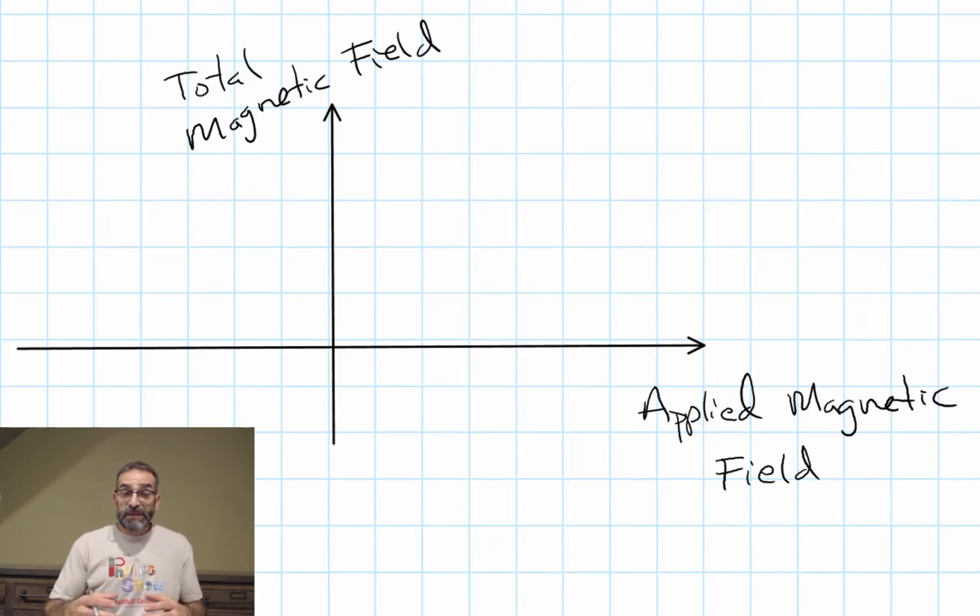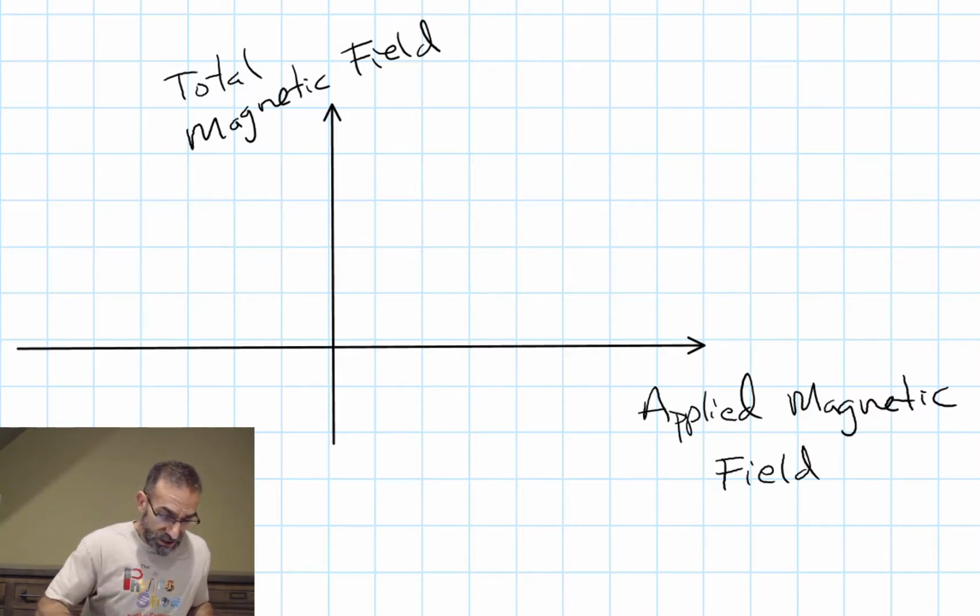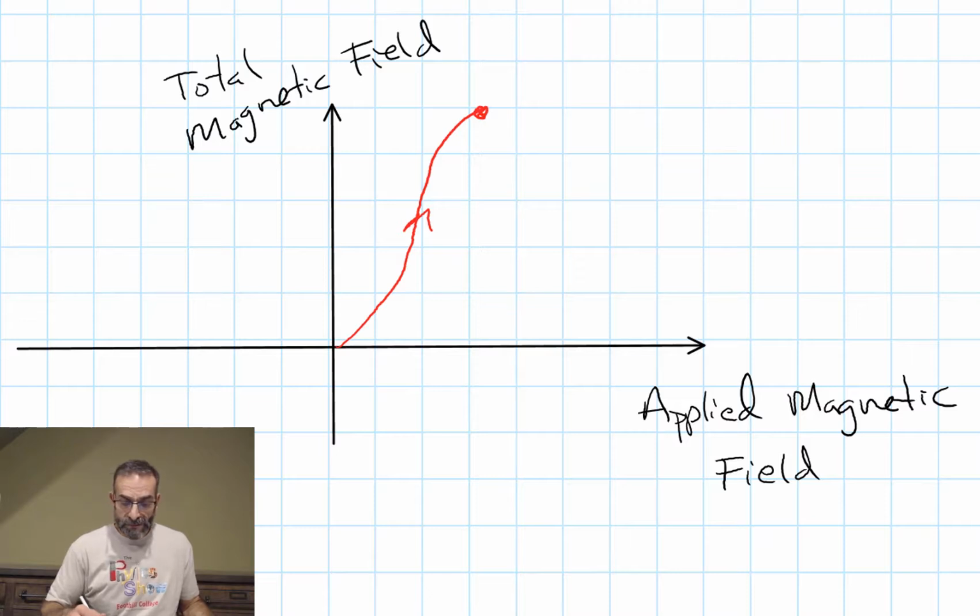But if we put a chunk of iron into this region of space and we turn on this external field, the domains in the iron will align and add or intensify that magnetic field. So our graph will look something like this. We get more magnetic field than we are applying because the domains are aligning and we're measuring a stronger field because of the effect of the iron.